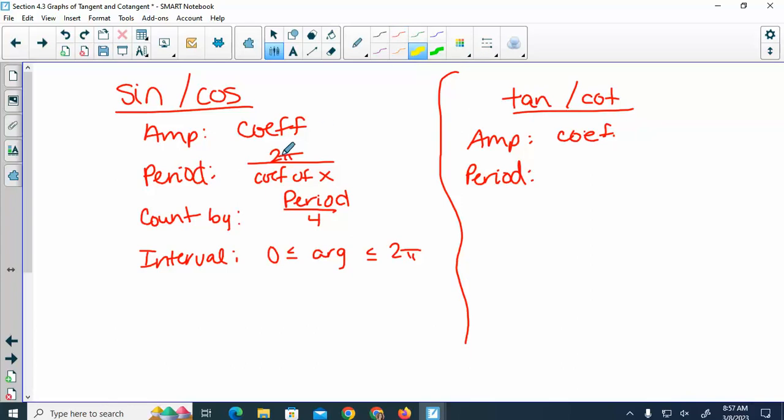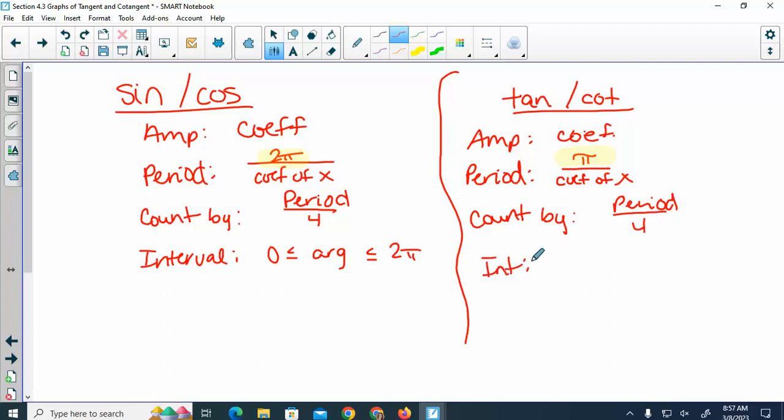Sine and cosine had to go all the way around the circle before they repeated themselves. We saw yesterday that tangent and cotangent repeated faster. So their normal period is pi. So when we're finding the period for tangent and cotangent, we'll do pi divided by the coefficient of x. Count by, we will still do the period divided by 4.